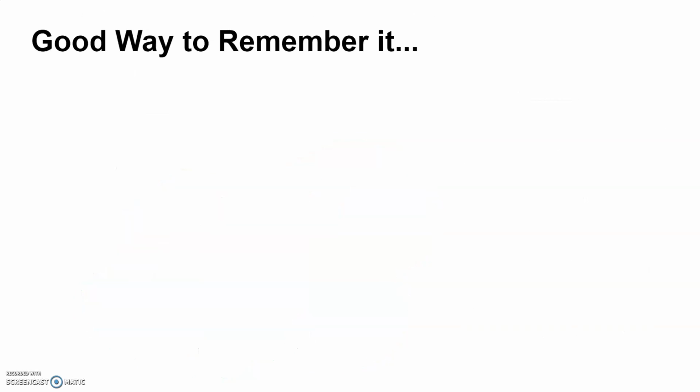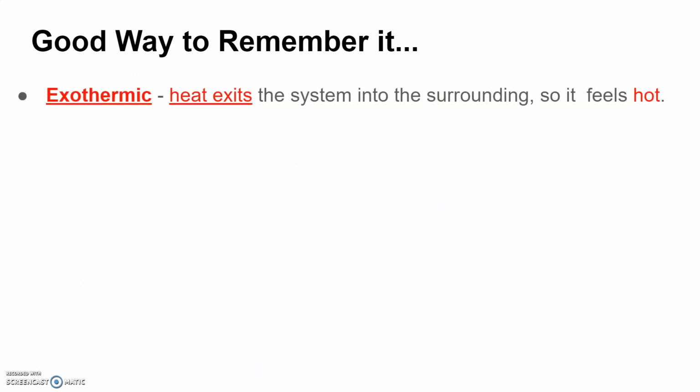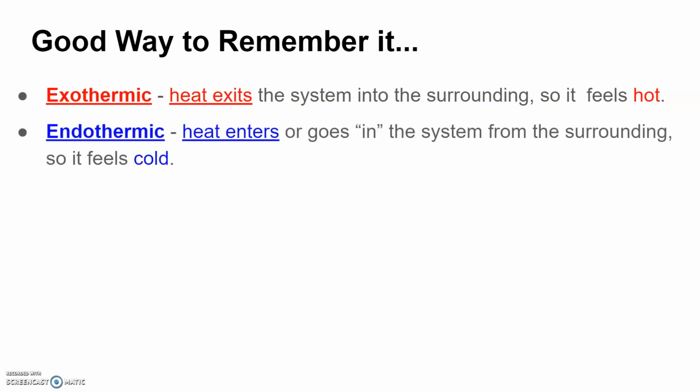So what's a good way to remember the difference between endo and exothermic? So exothermic, the heat exits the system. So exo sounds like exit, and so it will feel hot. Whereas endothermic, endo sounds like enters, the heat enters or goes into the system, and so it feels cold.